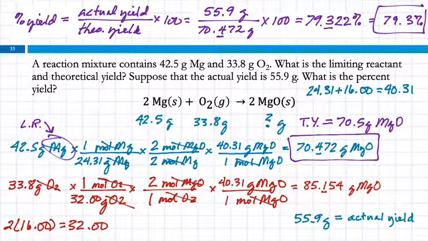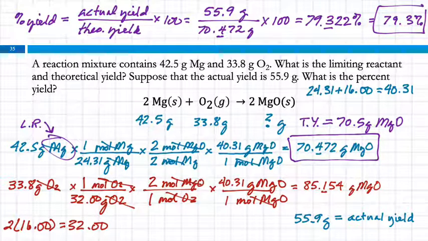The theoretical yield will always come from the limiting reactant, yes. No, we'll never use this mass from the excess reactant because we can't make that much. Any other questions?